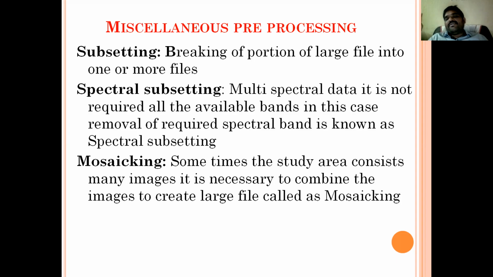Spectral subsetting. As you know, the image is recorded by different bands of the electromagnetic spectrum. Isolating the spectrum I want from the different bands, or else taking the data from the required band by removing the non-required bands, is known as spectral subsetting.